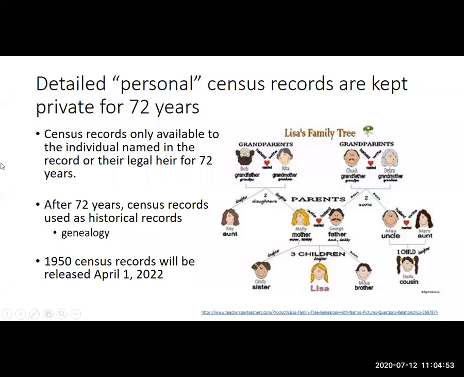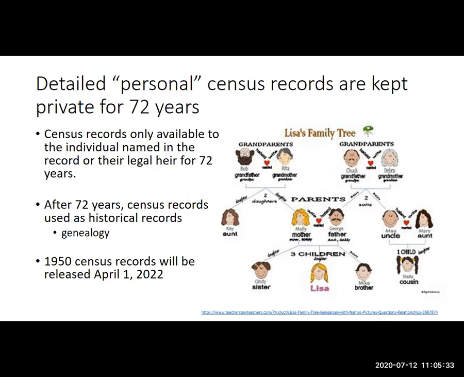So the census records are only available to the individual named in the record or their legal heir for 72 years. And so potentially you could find out about your individual census record by petitioning to get that information. But after 72 years, the census records are treated as a historical record. And that's what I meant by saying that it's used for genealogy. You can go to a library, or many online databases now, and read the census report from 100 or 200 years ago and learn about your ancestors in the field of genealogy.